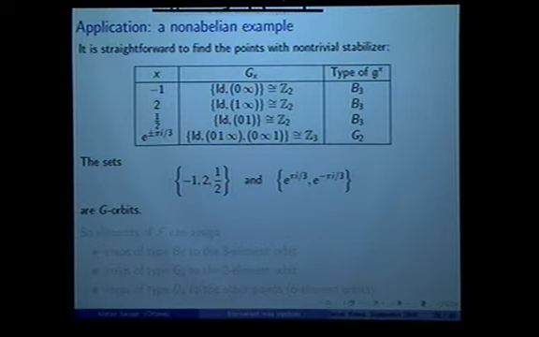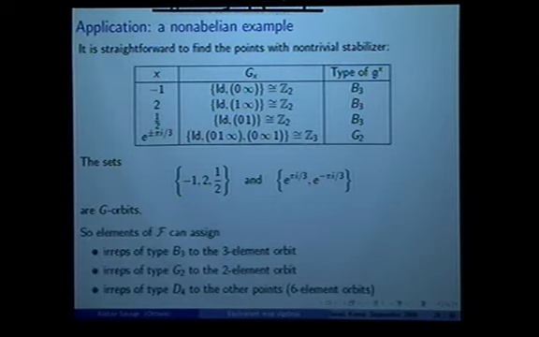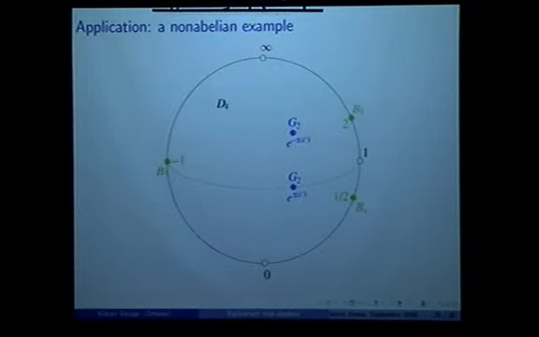So our elements of F are maps from our variety to points, where at each point they associate a representation of this fixed point Lie algebra. So to the 3-element orbit, they can assign irreducible representations of type B3. To this 2-element orbit, they can associate irreducible representations of type G2. And to all the other points, they can associate representations of type D4. Right? So we sort of think of this picture. Here's our P1 minus our 3 points. We've got this orbit of size 3, where we can associate representations of type B3. We've got these 2 points where we can associate representations of type G2.